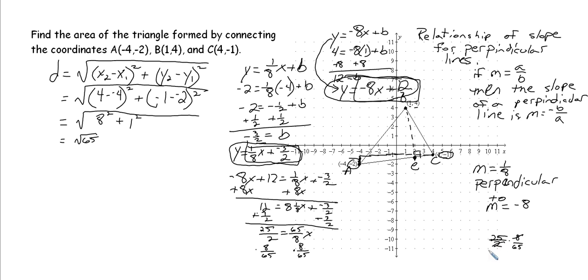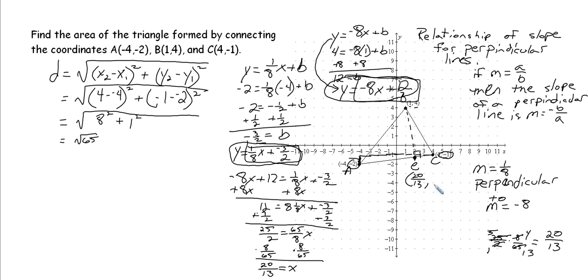I'm going to simplify before I multiply. 8 and 2 are both divisible by 2. 1, 4. 25 and 65 are both obviously divisible by 5. 5, 13. And 5 times 4 is 20. 1 times 13 is 13. So 20/13 equals x, or 1 and 7/13. So the coordinate here for E, the x-coordinate, is going to be 20/13.